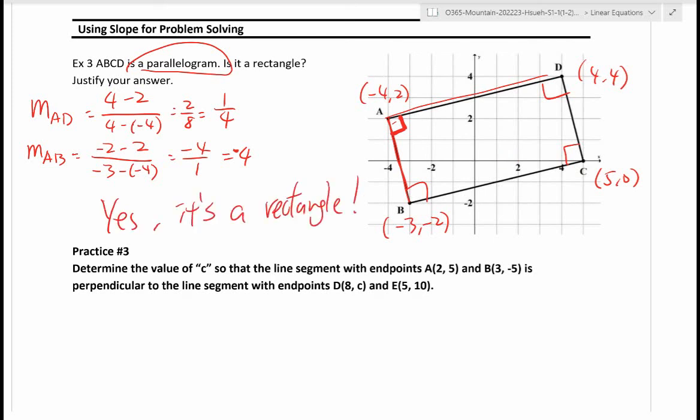Okay, so it turns out all we need to check is just one corner. If one of the angles is 90 degrees, then all four corners will be 90 degrees, and therefore it's a rectangle. We know that's the case because it tells us that ABCD is a parallelogram, so these two sides are parallel, and these two sides are also parallel.